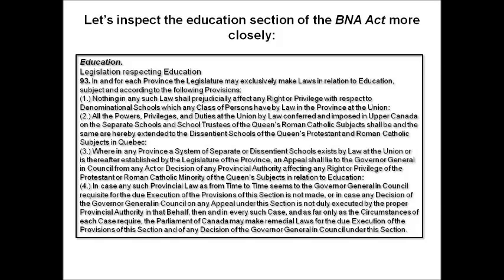4. In case any such provincial law as from time to time seems to the Governor-General in Council requisite for the due execution of the provisions of this section is not made, or in case any decision of the Governor-General in Council on any appeal under this section is not duly executed by the proper provincial authority in that behalf, then, in every such case, and as far as the circumstances of each case require, the Parliament of Canada may make remedial laws for the due execution of the provisions of this section and of any decision of the Governor-General in Council under this section.